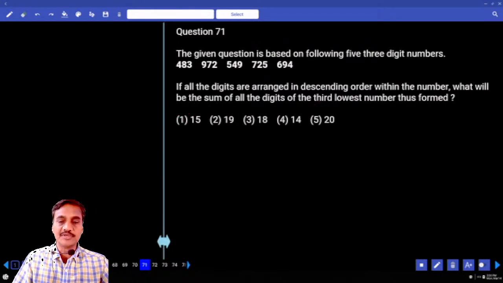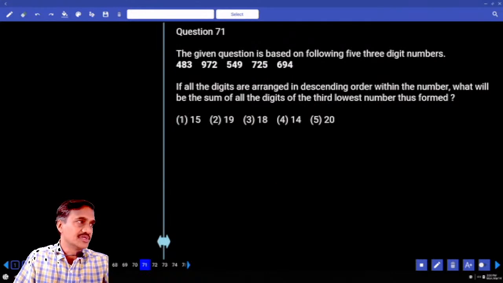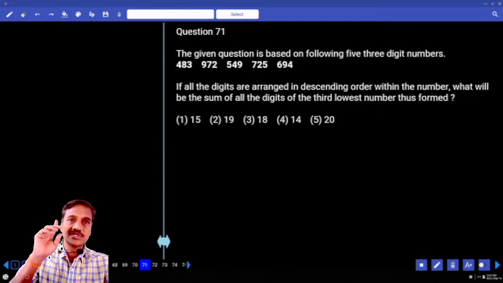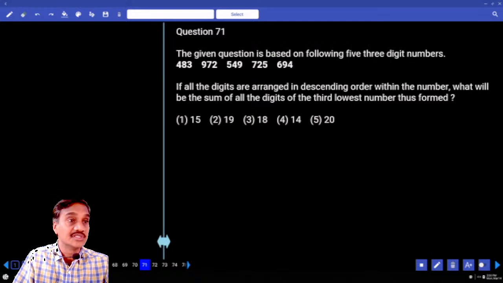Then 71. If all the digits are arranged in descending order within the number, that means which digit comes at the first place? The highest digit in that number.